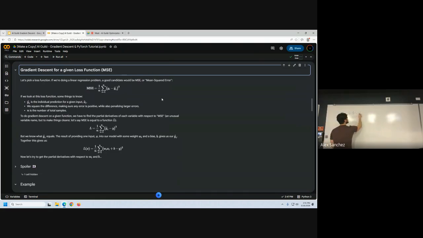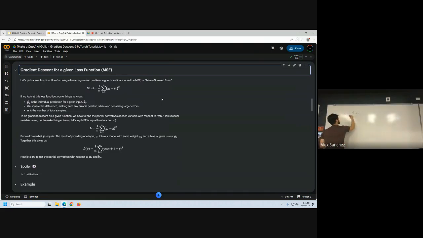So for this instance, to make it simpler, it doesn't make a difference overall, but we can flip around our y hat minus our y, just to make the math look a little prettier. The results are the same, because when you square something, negative or positive, it will have the same magnitude.